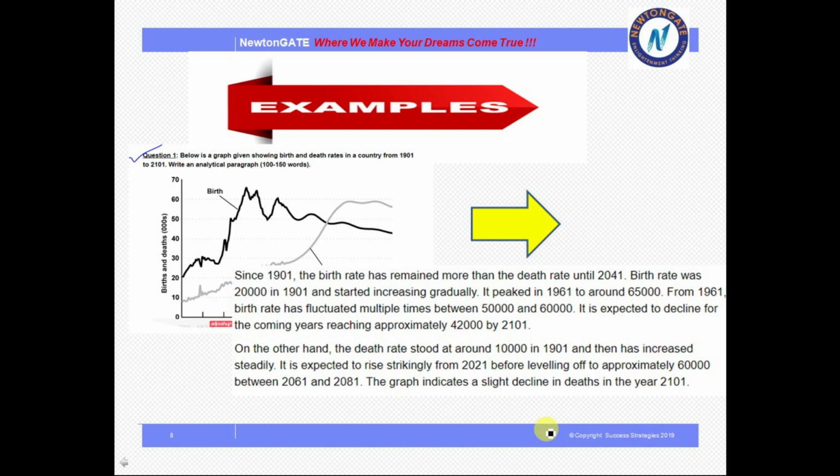On the other hand, can you see that here we are establishing a comparison? The death rate stood at around 10,000 in 1901 and then has increased steadily. It is expected to rise strikingly from 2021 before leveling off at approximately 60,000 between 2061 and 2081. The graph indicates a slight decline in death rate in the year 2101. So this is the example I have shown of how you can write the description properly.